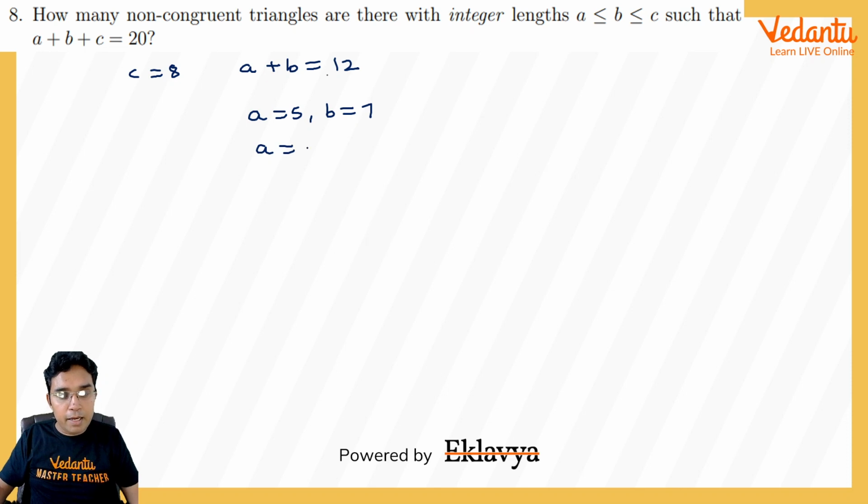And then I can take A as 6, B as 6, but again in this case A and B have become equal, so that is not a possibility. So I think that is the only possible scenario when C is 8. So 5, 7 and 8.